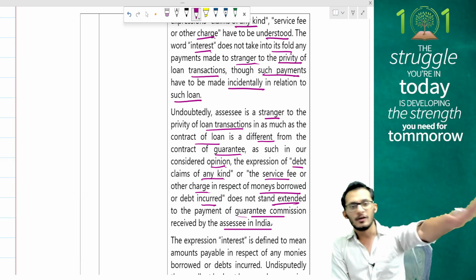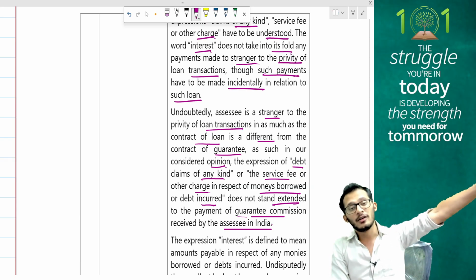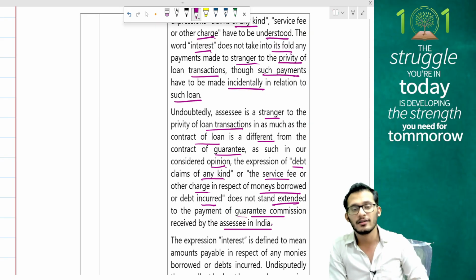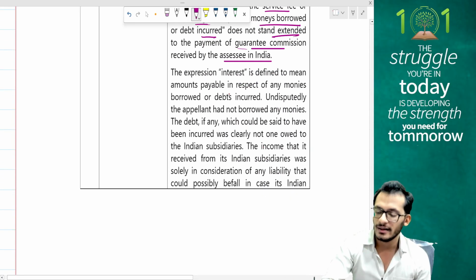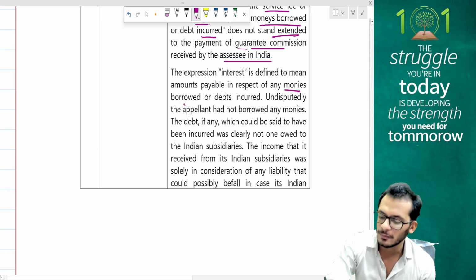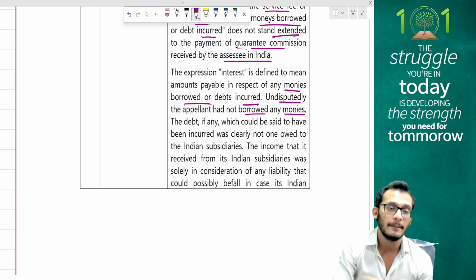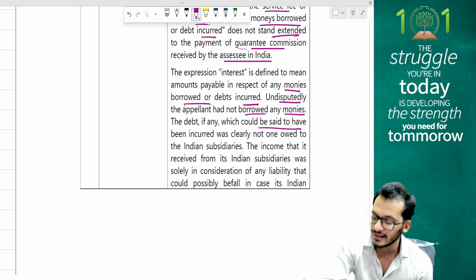So they said that because the person has a separate contract for guarantee and has nothing to do with my contract for taking the loan, there is no reason for me to call it interest at any point of time. The expression interest is defined to mean amounts payable in respect of any monies borrowed or debts incurred. Undisputedly, the appellant has not borrowed any monies. The debt which could be said to have been incurred was clearly not one owed to the Indian subsidiaries.